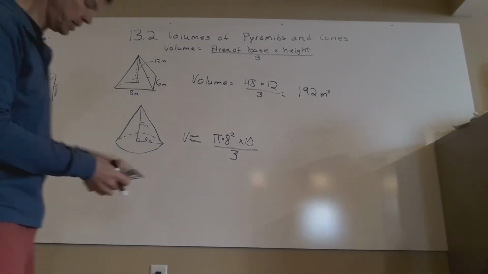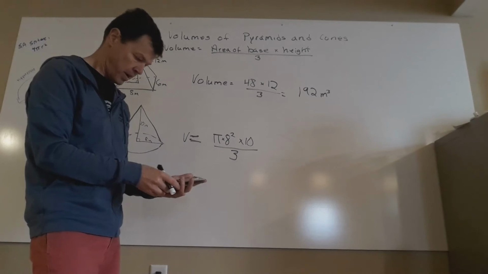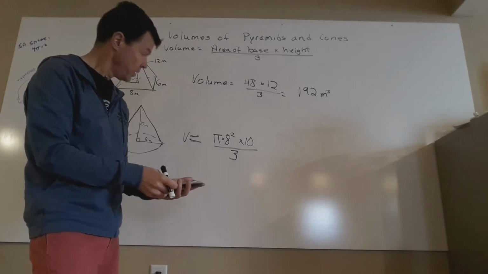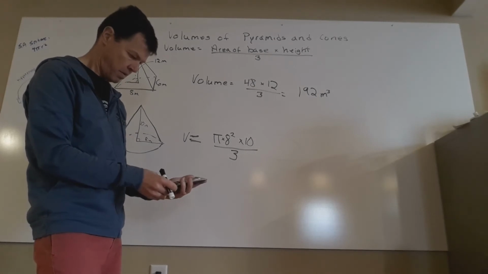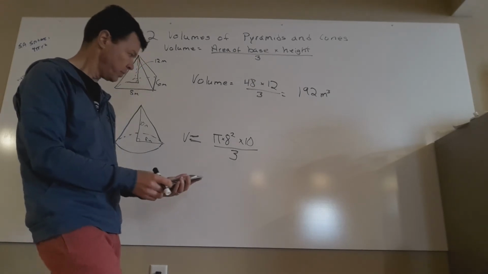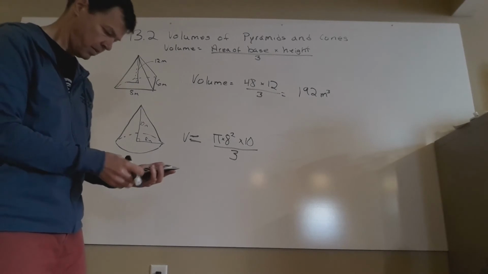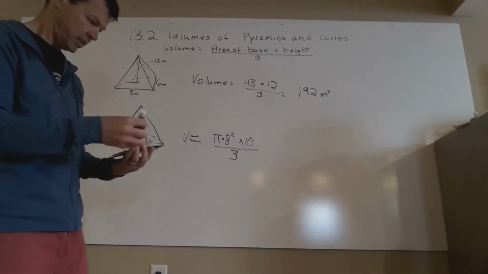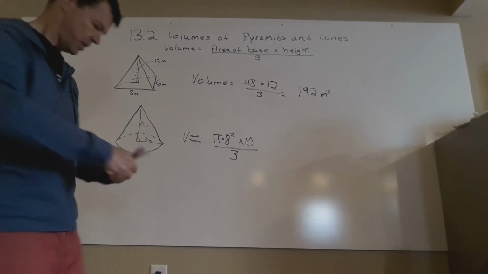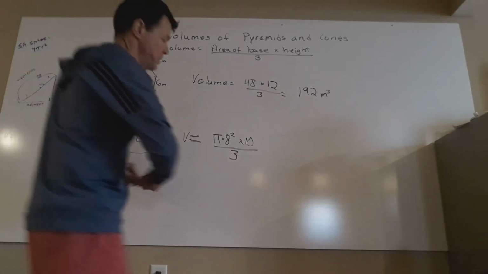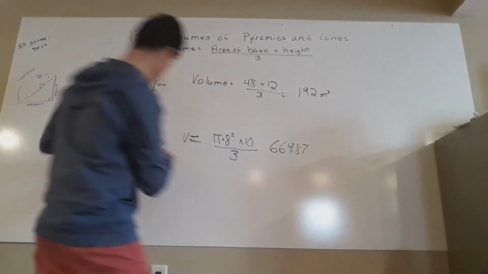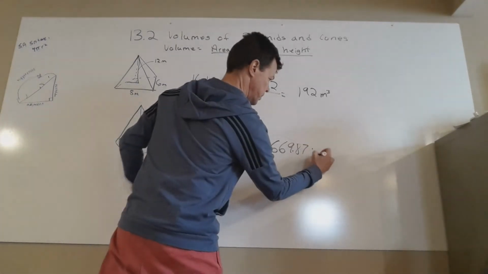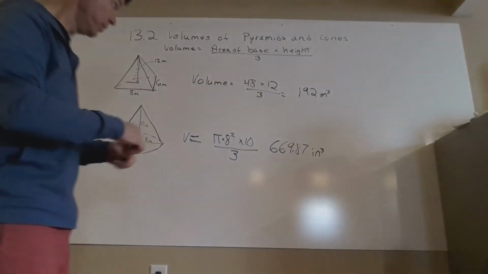Using a calculator to get this, you have pi, 3.14, times 8 times 8 is 64, times 10. I have 2009.6. Divide that by 3. 669.86. We'll call it 669.87. Our units are in inches cubed. That is our volume.